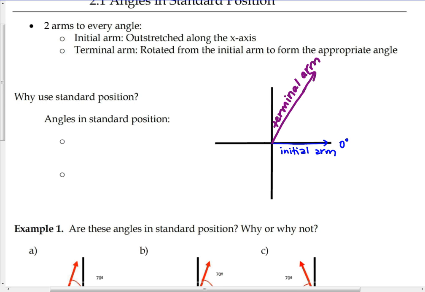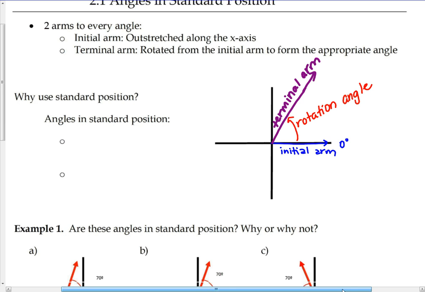The terminal arm is rotated from the initial arm to form an angle. And the angle we're going to form is what we call the rotation angle. So this angle here is our rotation angle.